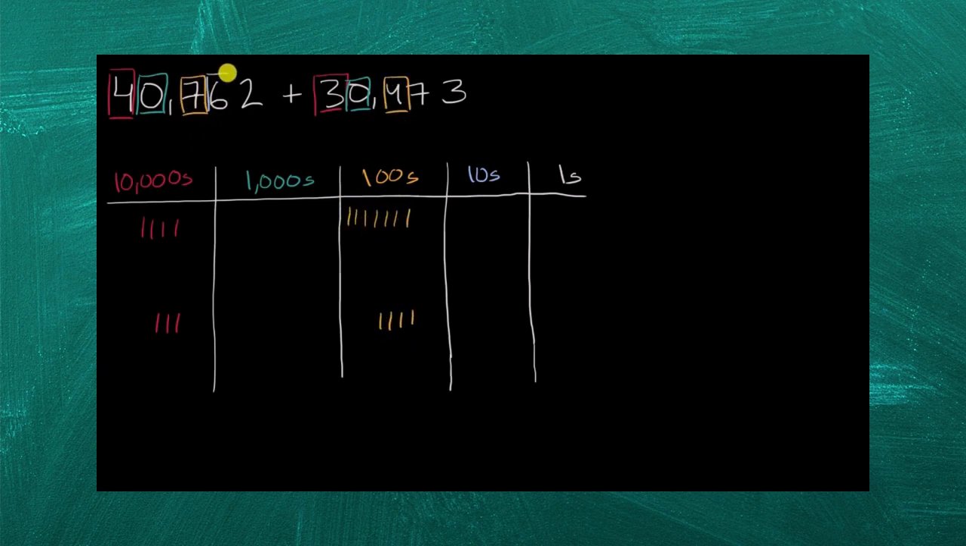Then I go to the tens place. Here I have 6 tens, 1, 2, 3, 4, 5, 6. Here I have 7 tens, 1, 2, 3, 4, 5, 6, 7. And then last but not least, here I have 2 ones, 1, 2. And here I have 3 ones, 1, 2, 3.